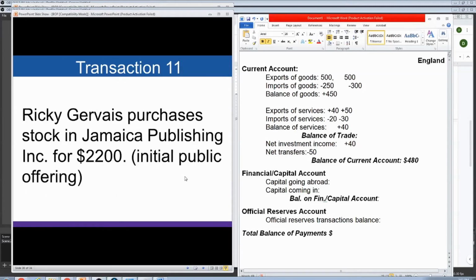we have Ricky Gervais purchases stock in Jamaica Publishing. So he's buying something in Jamaica. Okay? So we have $2,200 leaving the country. So I'm going to go negative 2,200. Right? Okay? So that's capital going abroad on this one. All right? He's British. They're Jamaican.